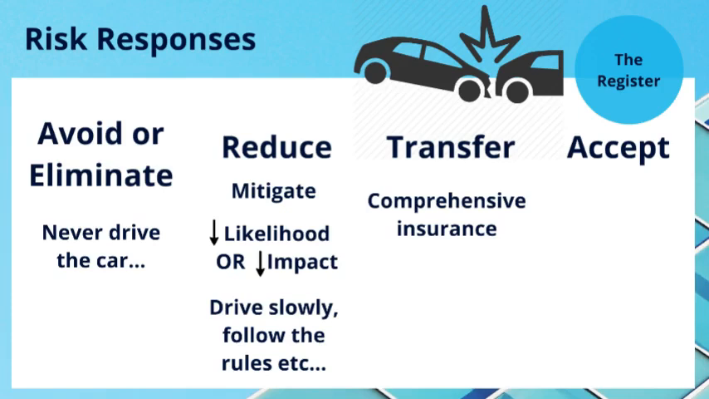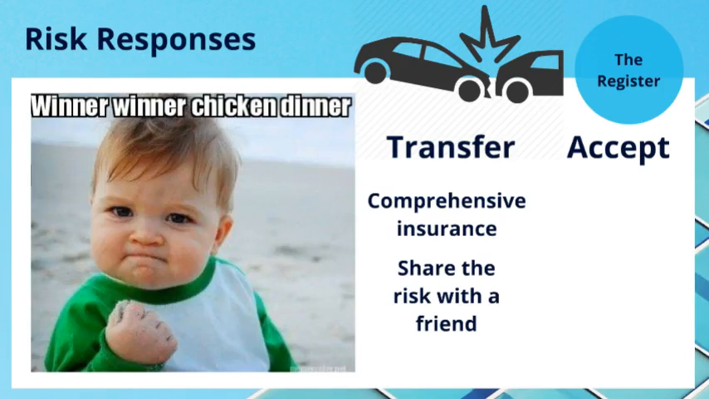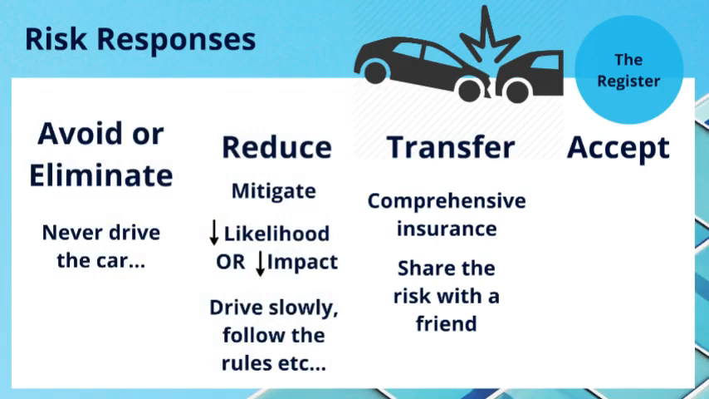Another way of transferring the risk is to form a partnership, so you can share the risk with someone else. Let's say you have a friend who gets a ride with you to uni every day. Perhaps you make an agreement that if an accident happens while you're both in the car, you'll share the costs. They get free transport out of the deal, and you only take on half the risk. Winner, winner, chicken dinner.